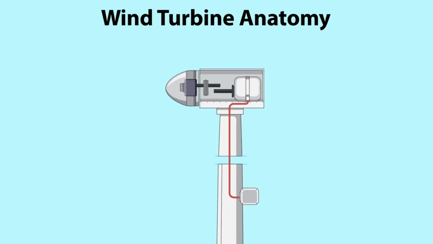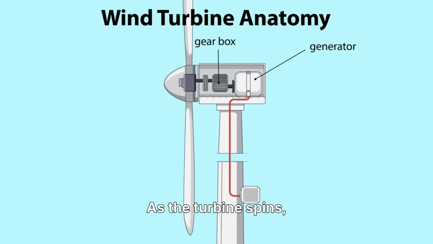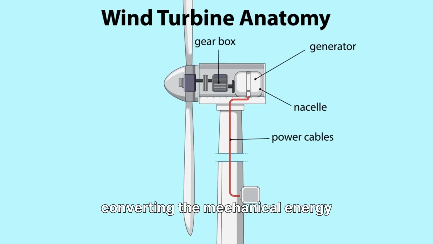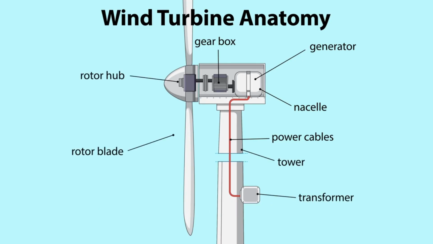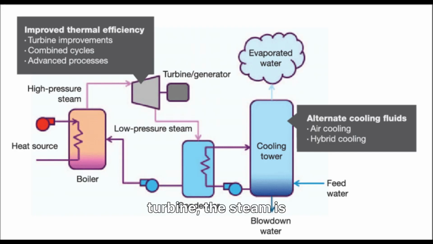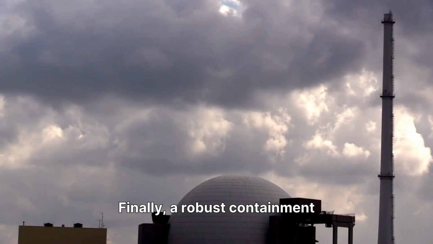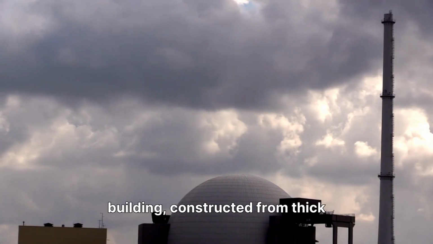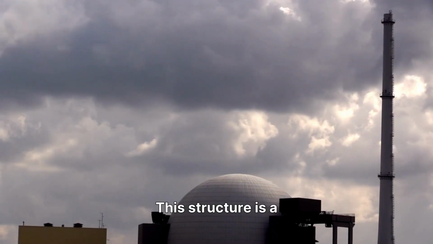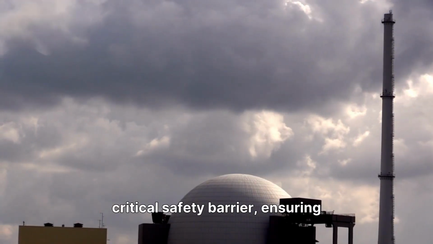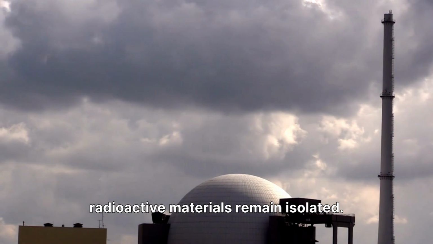Connected to the turbine is a generator. As the turbine spins, it drives the generator, converting the mechanical energy into electrical energy, which is then sent to the power grid. After passing through the turbine, the steam is cooled in a condenser, returning it to a liquid state. This water is then recycled back to the steam generator to repeat the cycle. Finally, a robust containment building, constructed from thick concrete and steel, encases the reactor. This structure is a critical safety barrier, ensuring radioactive materials remain isolated.